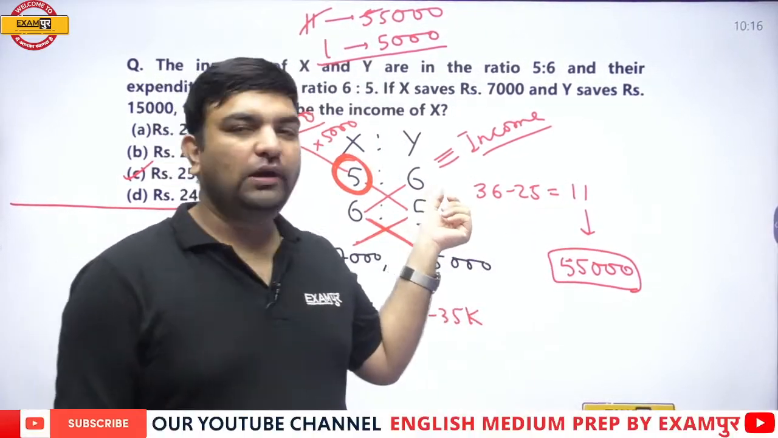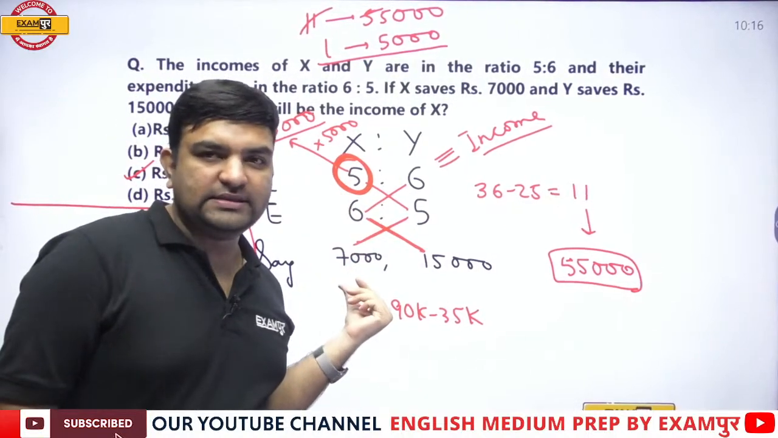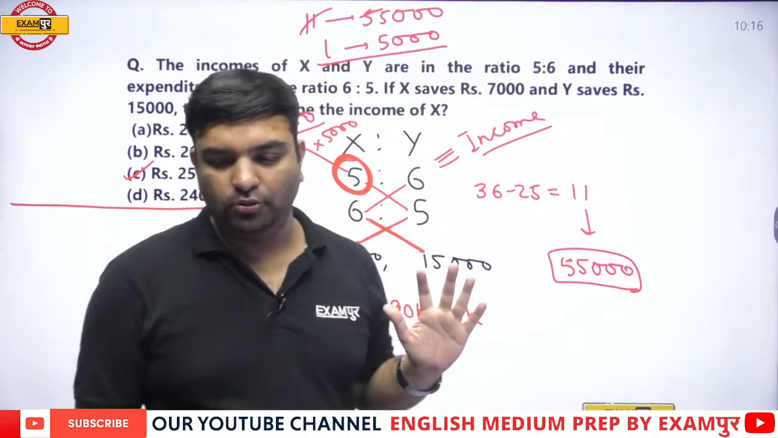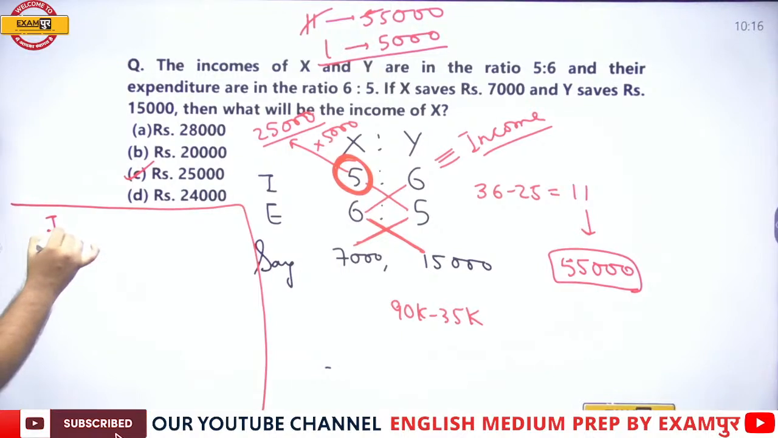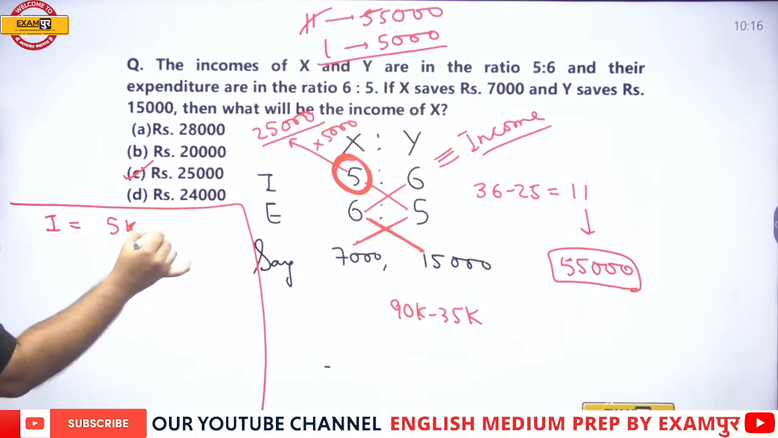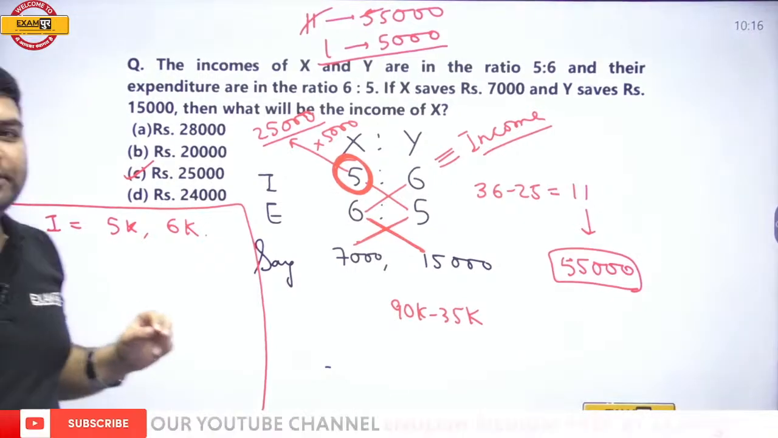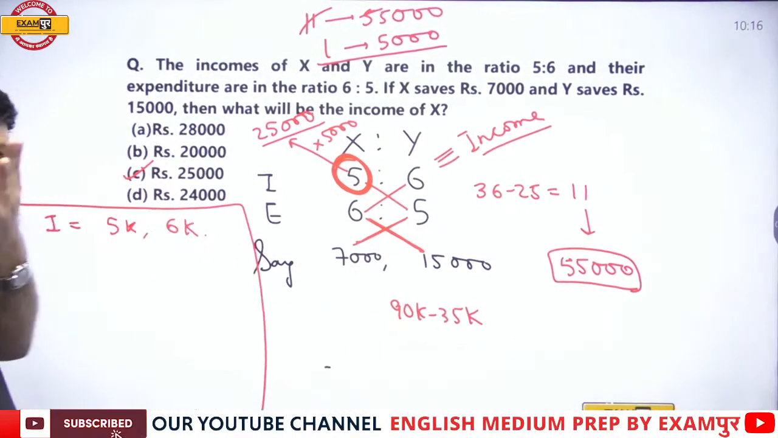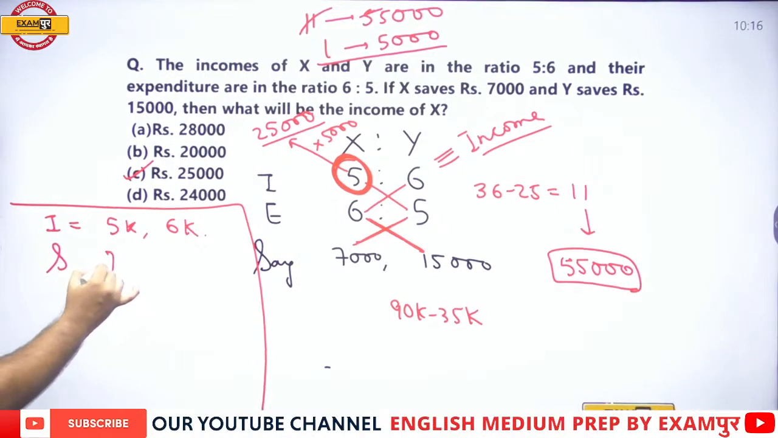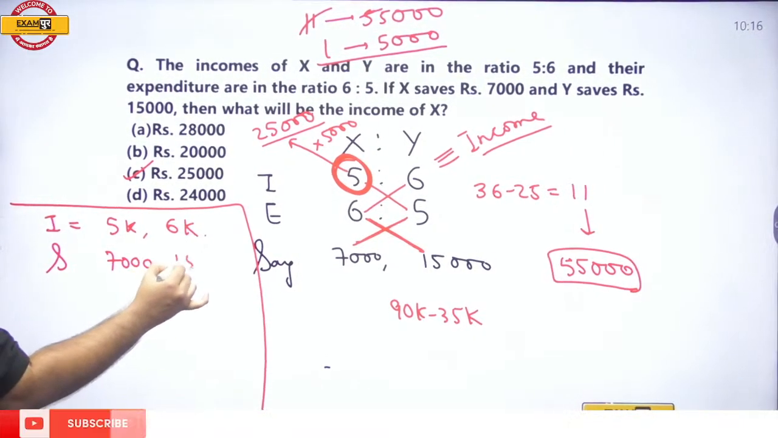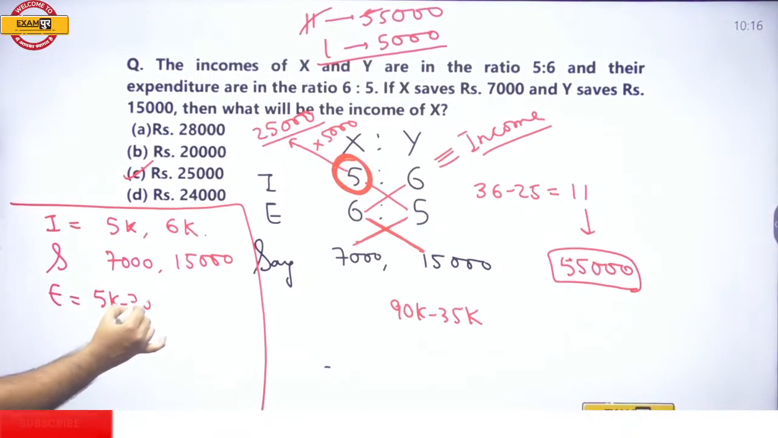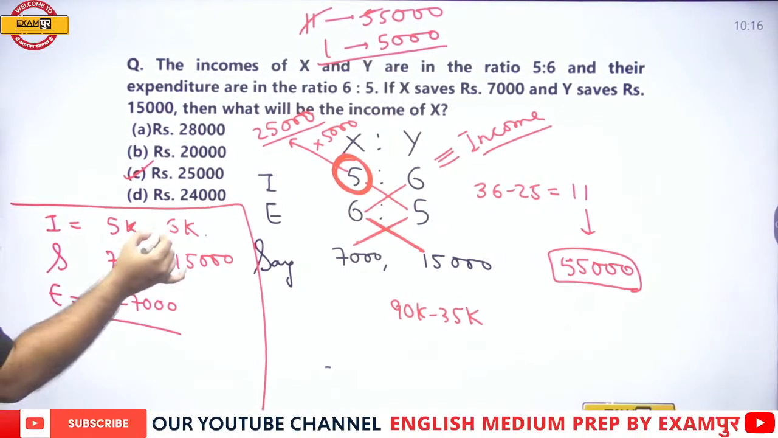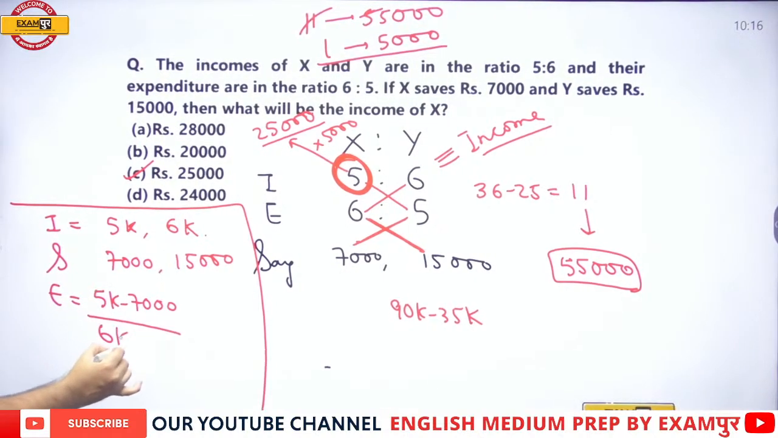Expenditure, you can only find by first finding the income and subtracting the saving. What is the basic way? Assume the income 5K, 6K. Savings are already given, 7,000 and 15,000. What would be the expenditure? Income minus saving: 5K minus 7,000. And what is the expenditure for Y? It's 6K minus 15,000.